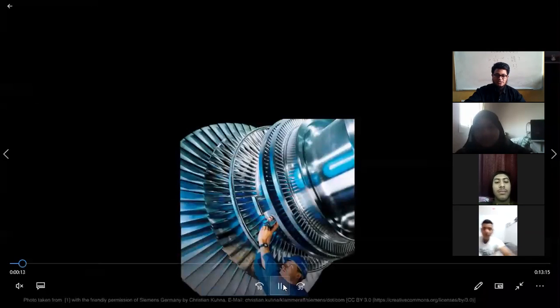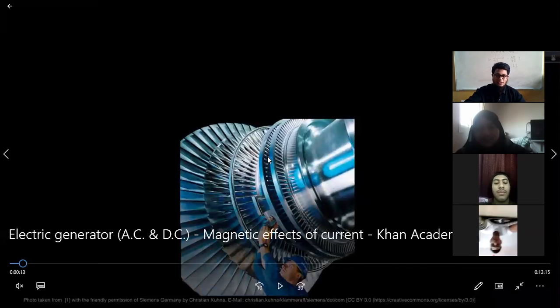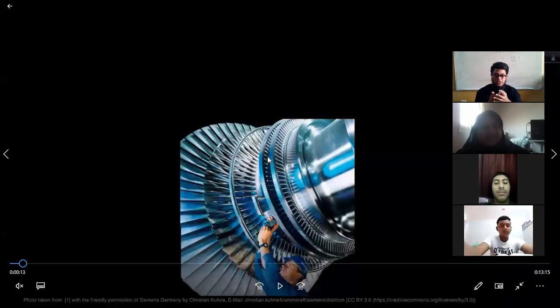Now, what you are seeing here is a turbine. This turbine is the main thing that we have to rotate. Now, rotating it by hand is not possible. Okay, we have to use some kind of energy. How can we do that?